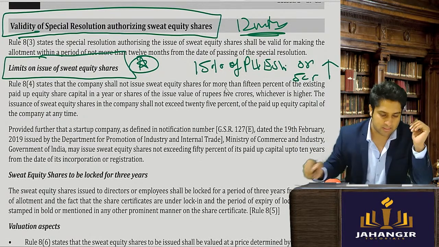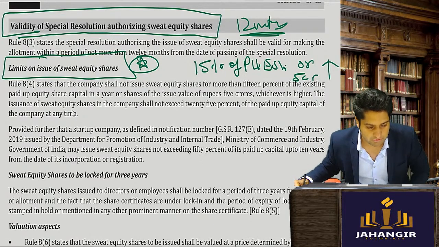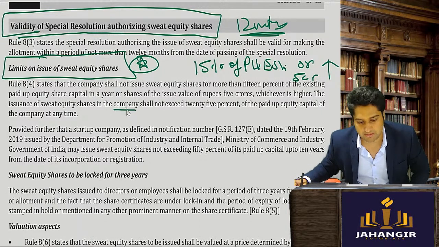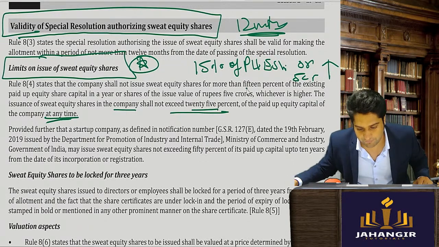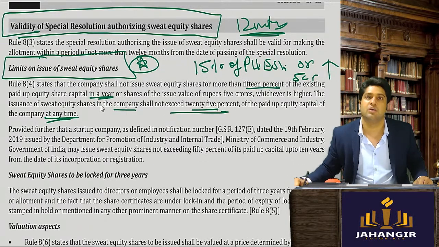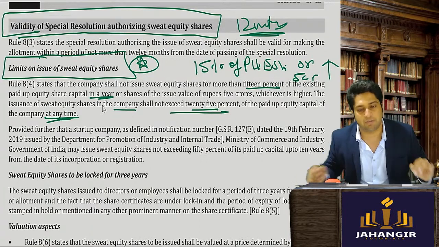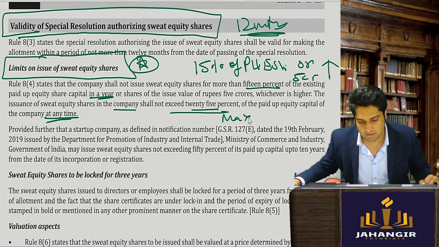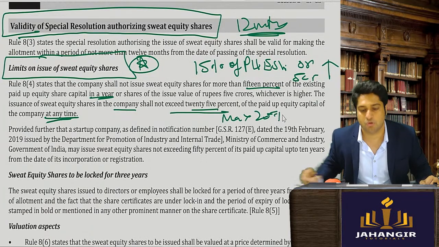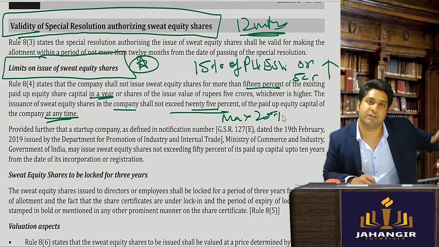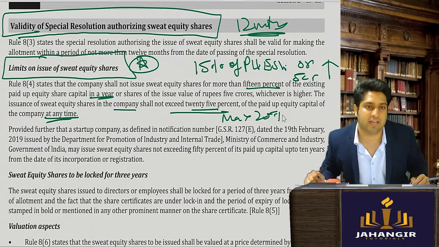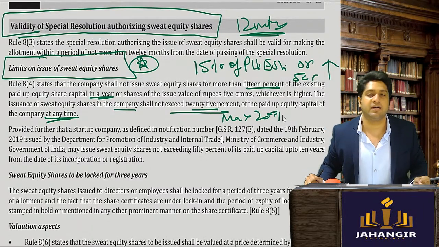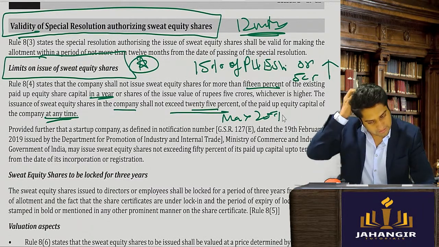capital, whichever is higher. The issuance of sweat equity in the company shall not exceed 25% of the paid up capital at any point of time. So this is 15% in a year. So at any point of time, it will be max 25%. So 15% this year, 15% next year is not allowed, because collectively at any point of time, the maximum amount of sweat equity that can be issued is 25%.